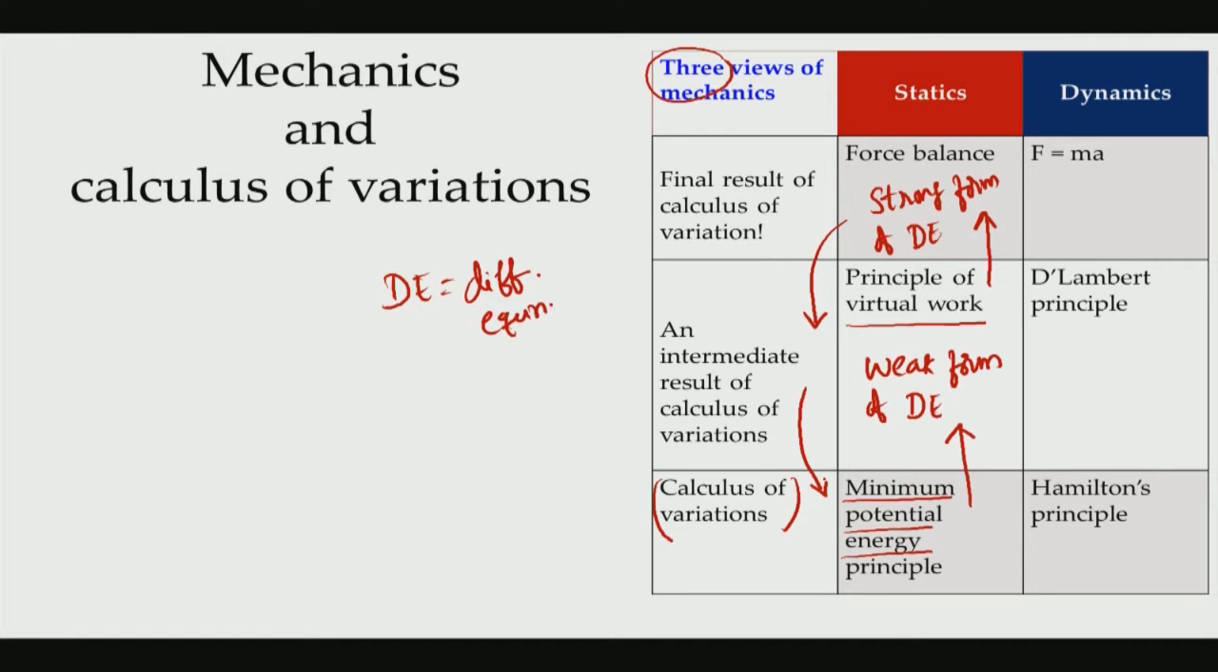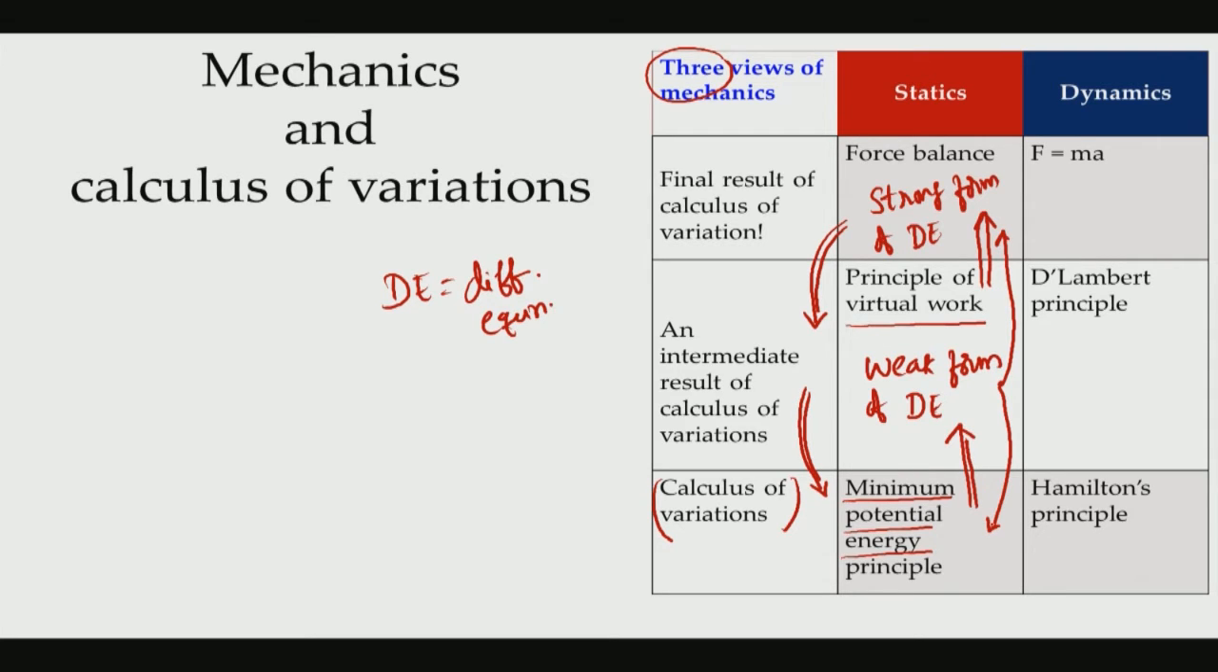So, if you start over here, you can come back to this and you can come back to this, or if you start from the weak form or principle of virtual work, you can get the strong form or you can get this also. So, all three of these are equivalent. If you know one, you can get the other two. So, you can believe in any one of these and we will be fine. This is all for statics.